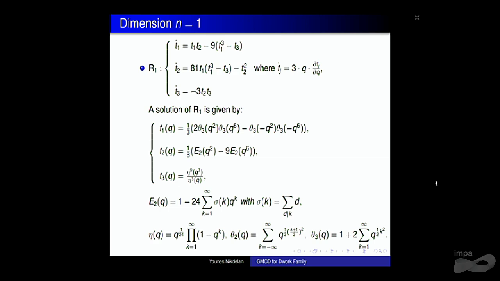in dimension 1. We found the vector field in this way, and we could prove that a solution of this vector field is given by these functions. In the first one we have the theta function, in the second one we have the Eisenstein series, and in the third one we have the Dedekind eta function. This one and this one are modular forms. Again, T2 here is a quasi-modular form.